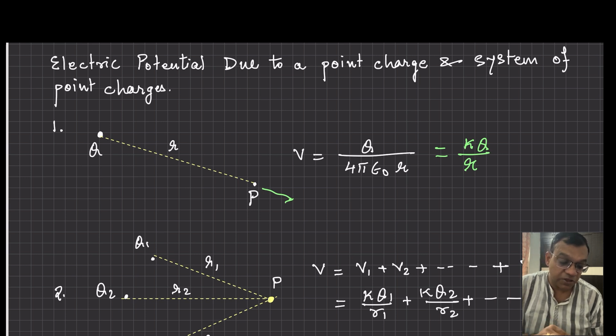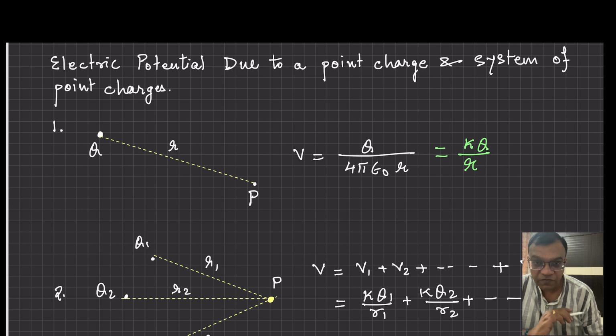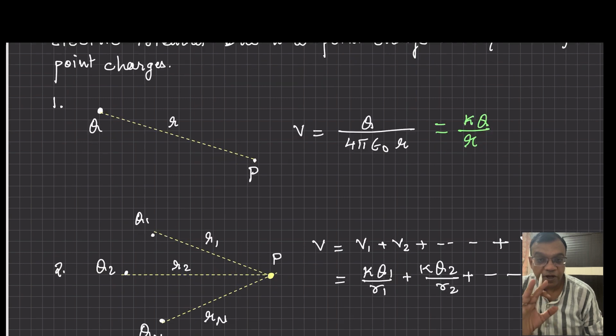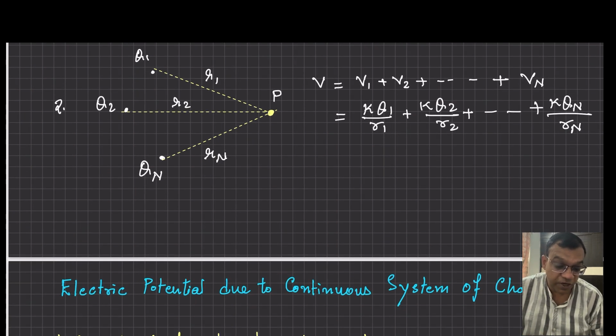But here, nothing like that will come. It is very simple as compared to the electric field. Here, only the potential, directly you write KQ by R. Now, the principle of superposition is valid here also, due to a system of point charges.